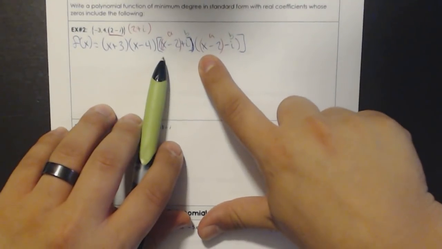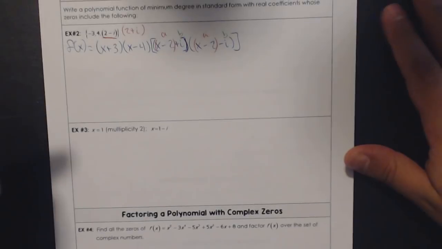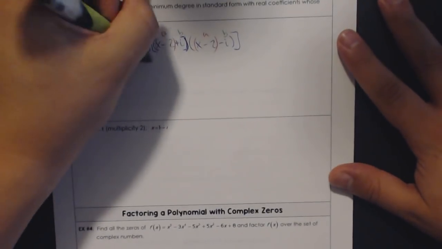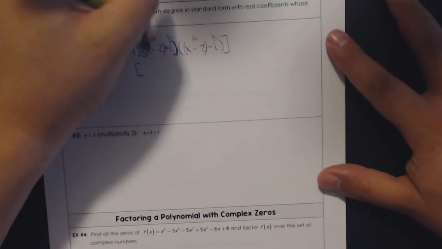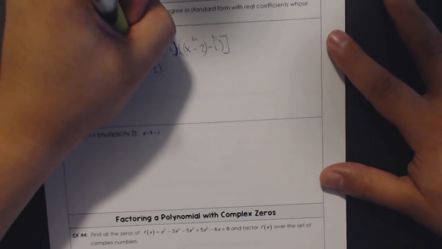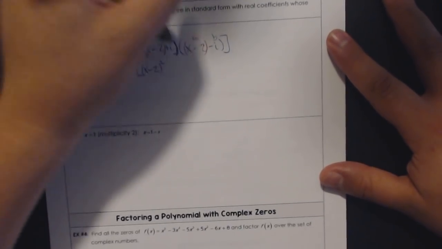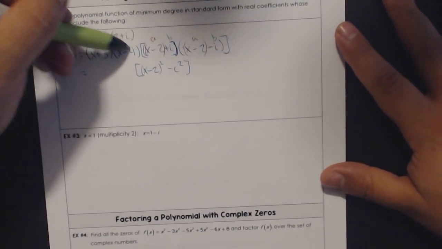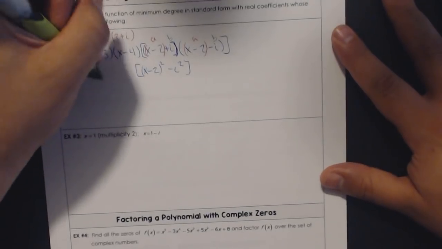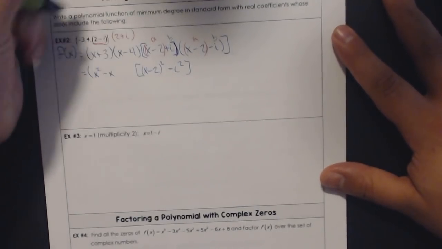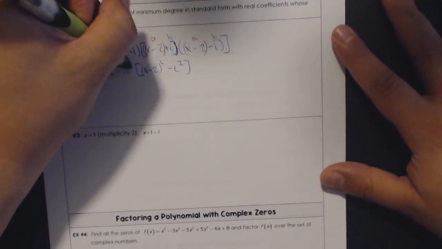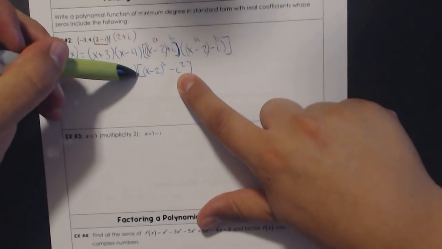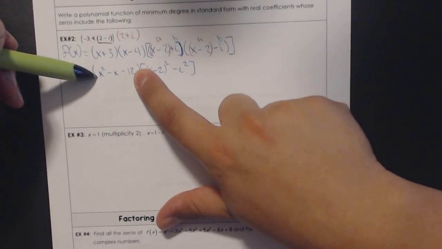So let's use the difference of squares for this one as well. That means this becomes x minus 2 squared minus i squared. And we'll keep this left side. Well, actually, we could FOIL this left side out, and after we FOIL it, we get x squared minus x minus 12. So here we have a difference of squares, and these two, I just FOILed out.